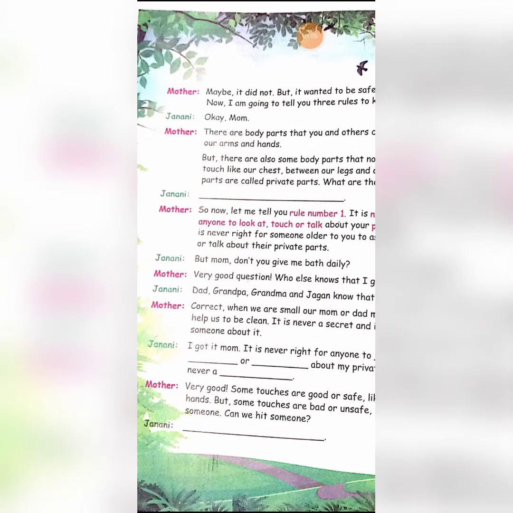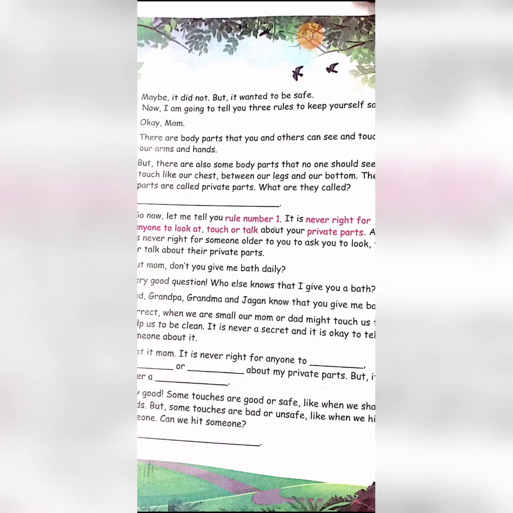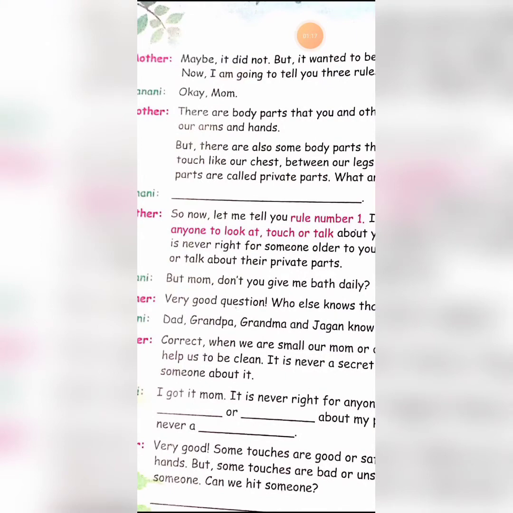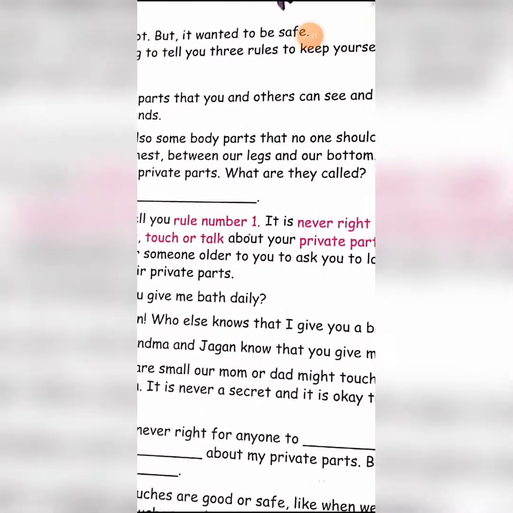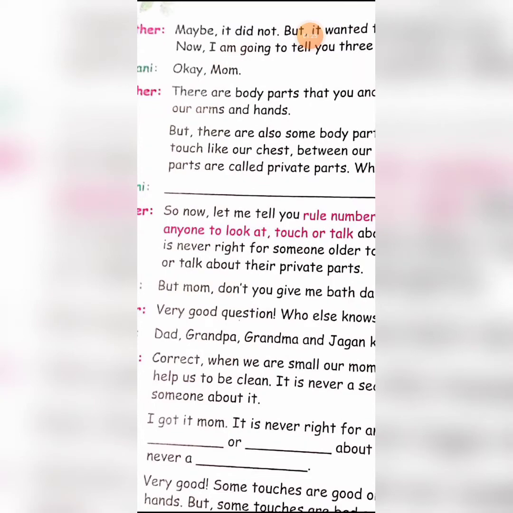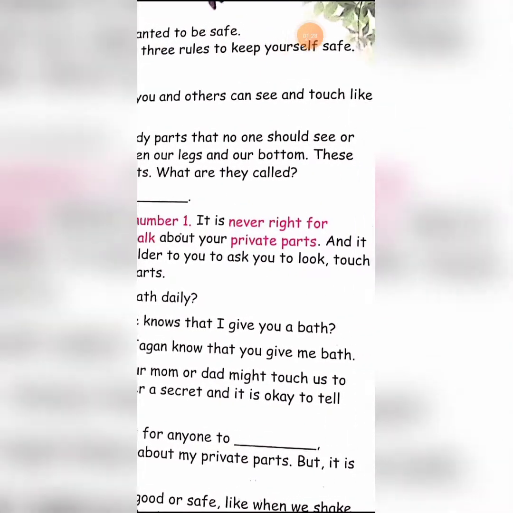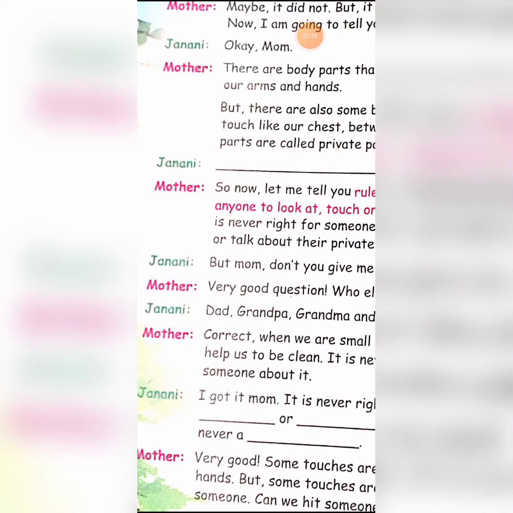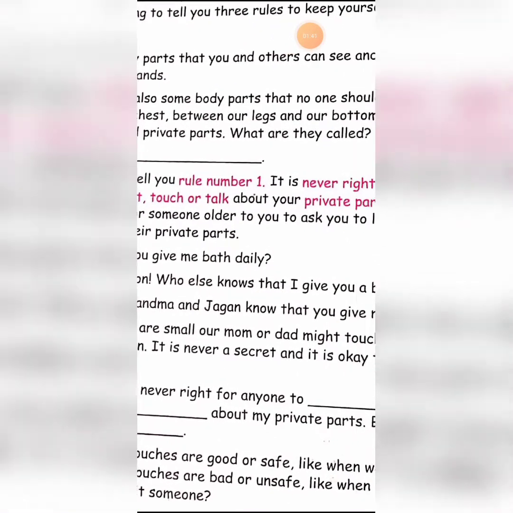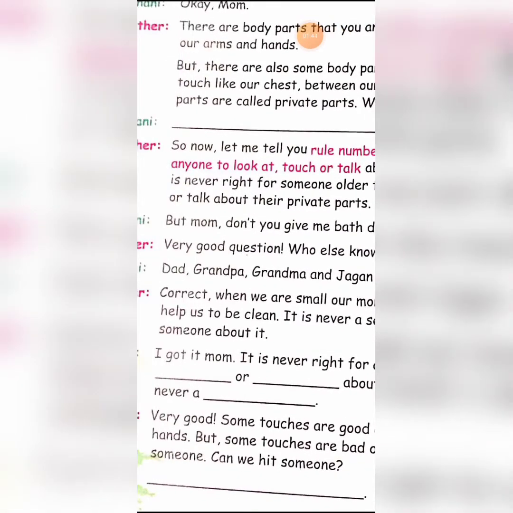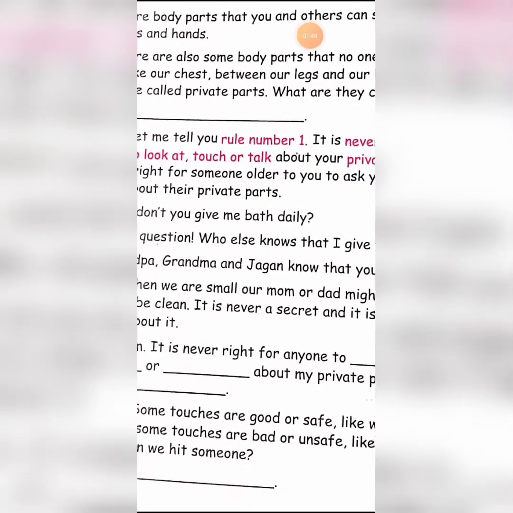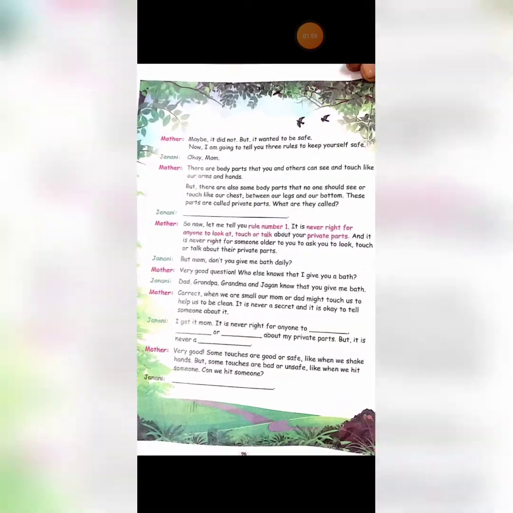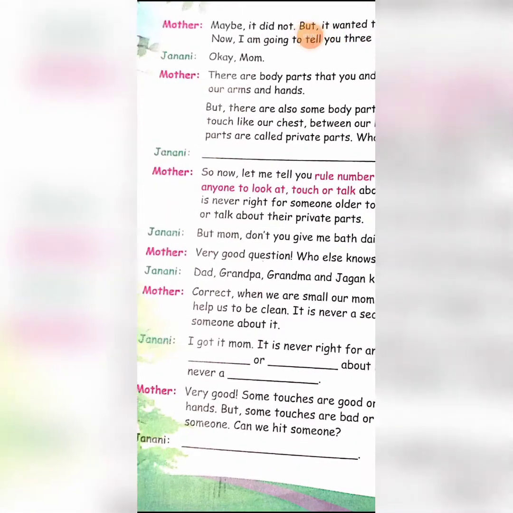Janani: Okay, mom. Mother: There are body parts that you and others can see and touch, like our arms and hands. But there are also some body parts that no one should see or touch, like our chest, between our legs and our bottom. These parts are called private parts. What are they called? Private parts. So now let me tell you rule number 1. It is never right for anyone to look at, touch, or talk about your private parts, and it is never right for someone older to you to ask you to look, touch, or talk about their private parts.